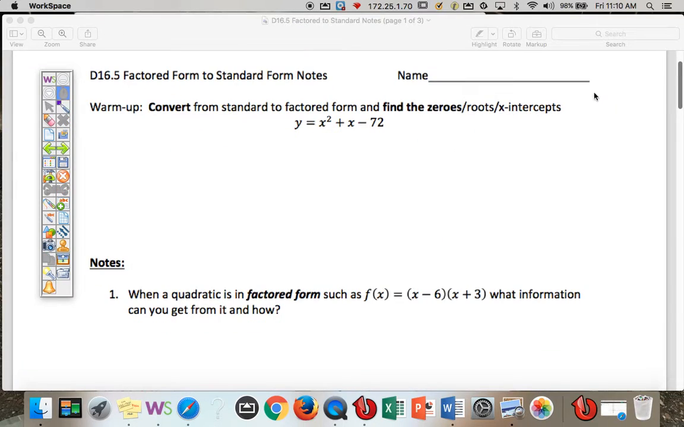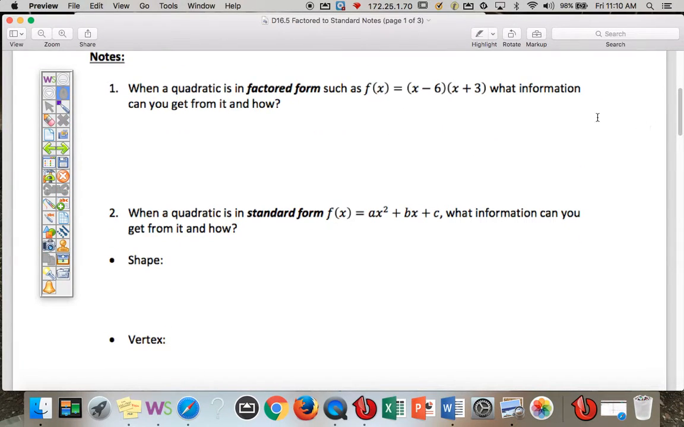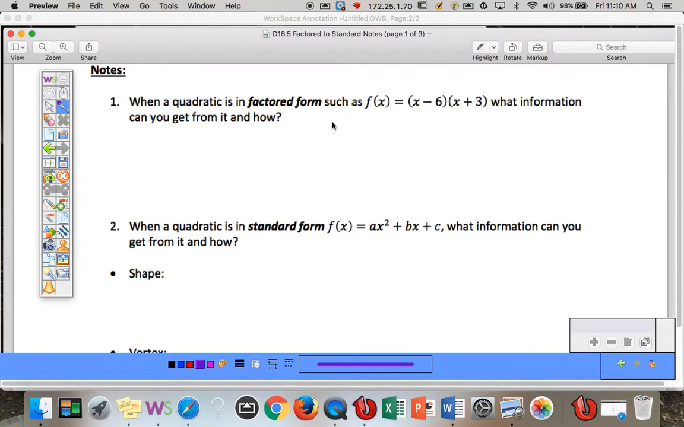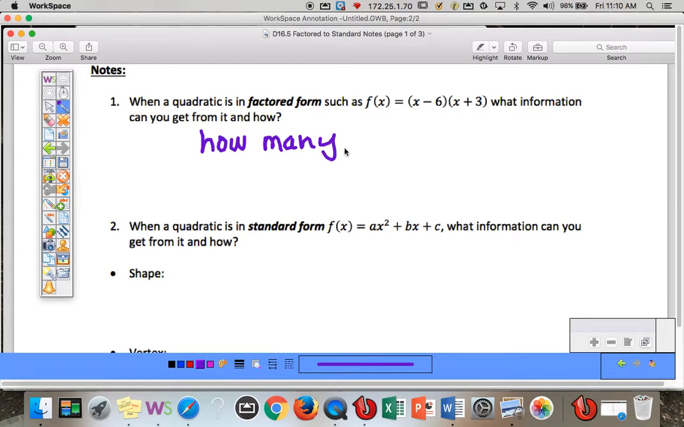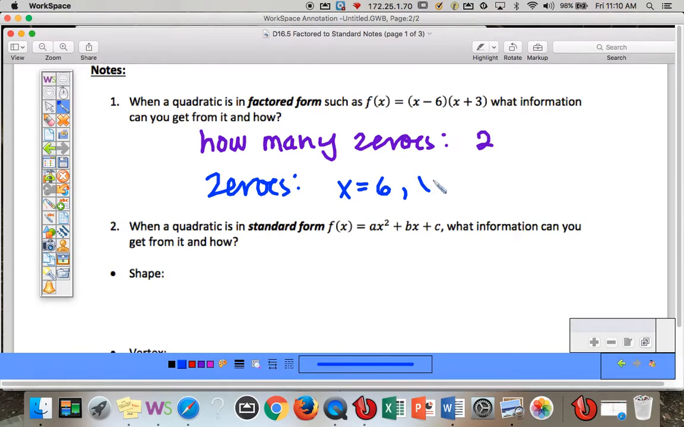So note, factored form: what does it give you and how can you get it? Well, it tells you how many zeros or roots or solutions. So there's 2. And it tells you what the zeros are. X would be 6, wouldn't make the whole thing 0. And x would be negative 3. So here's what you can tell from factored form.